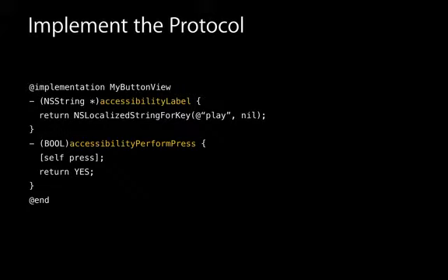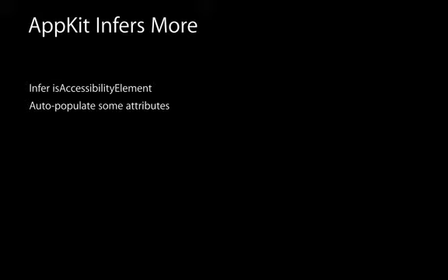So what's next? There's no next step. That's all. That's just how easy it is to implement accessibility, even for custom view. So what makes it so easy? Well, it's because AppKit is doing a lot of work on your behalf. By simply using this protocol, AppKit will infer that these elements are accessibility elements. And depending on which protocol you use, AppKit will auto-populate information like what the role is. So if, for example, I use the NS accessibility button protocol, AppKit will automatically infer that the role for this is button.